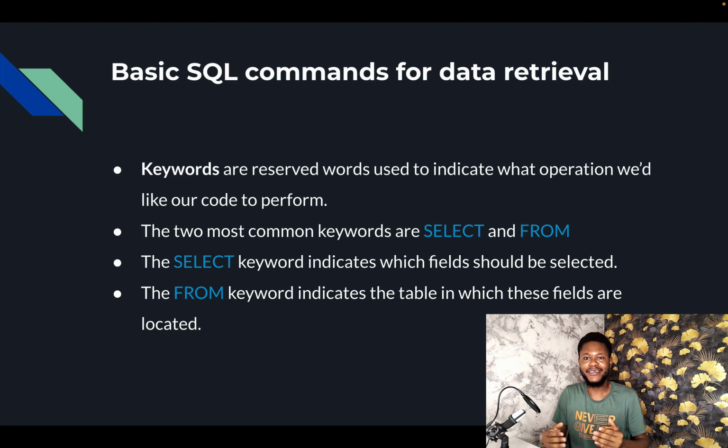In every programming language we have something known as keywords. Keywords are reserved words that are used to indicate what operation we would like our code to perform. They are reserved words specific to the programming language that help you indicate what operation you'd like to perform. Keywords are sensitive to a particular programming language, in the sense that when you mention one, the programming language will know that you want to do something in particular, and that's why you're mentioning this word.